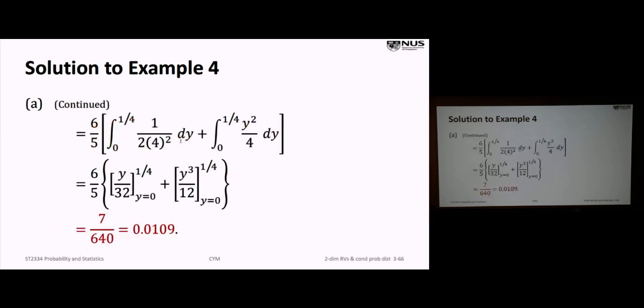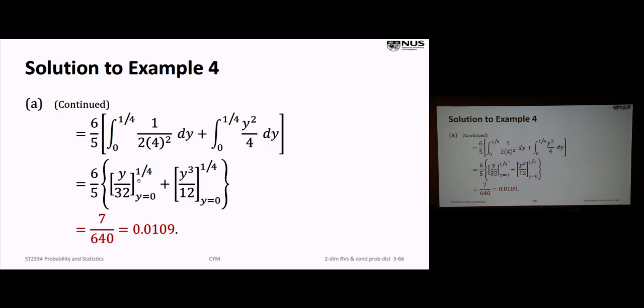Okay, so now doing the resulting integrals, this one on the left, this part here, is very straightforward. It's just going to be y multiplied by this constant, which is 1 over 32. Y goes between 0 and 1 upon 4. This one is going to be y to the 3 over 3 times 4, which is y to the 3 over 12, between 0 and 1 upon 4.